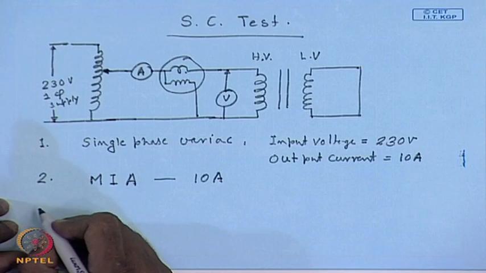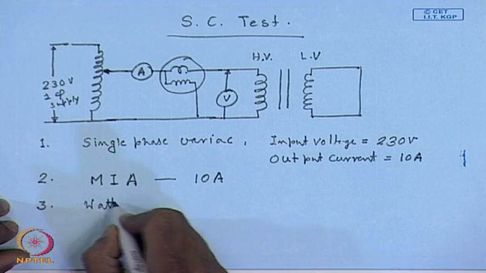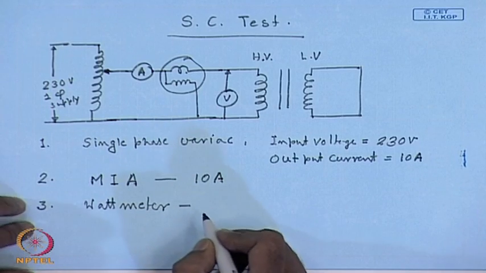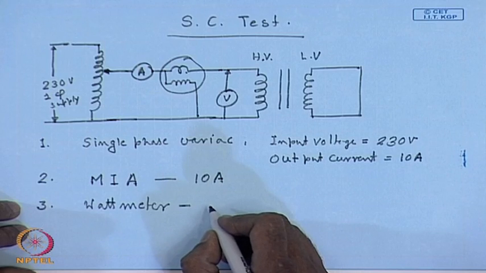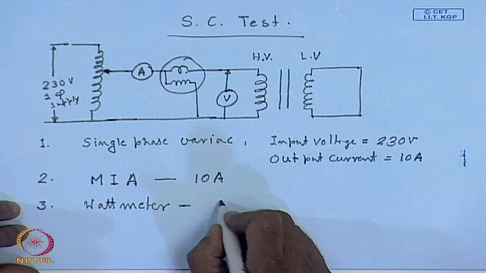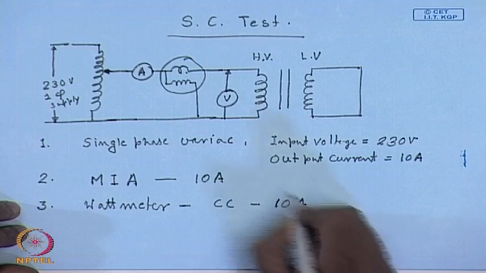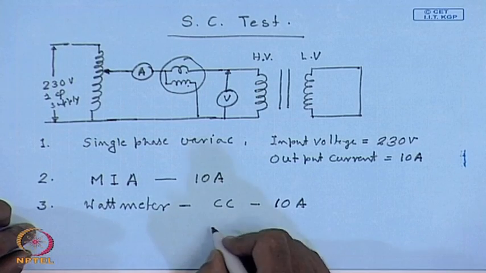Next, I need a wattmeter. This current coil should be able to carry at least 10 amperes. What about the voltage coil? Potential coil.